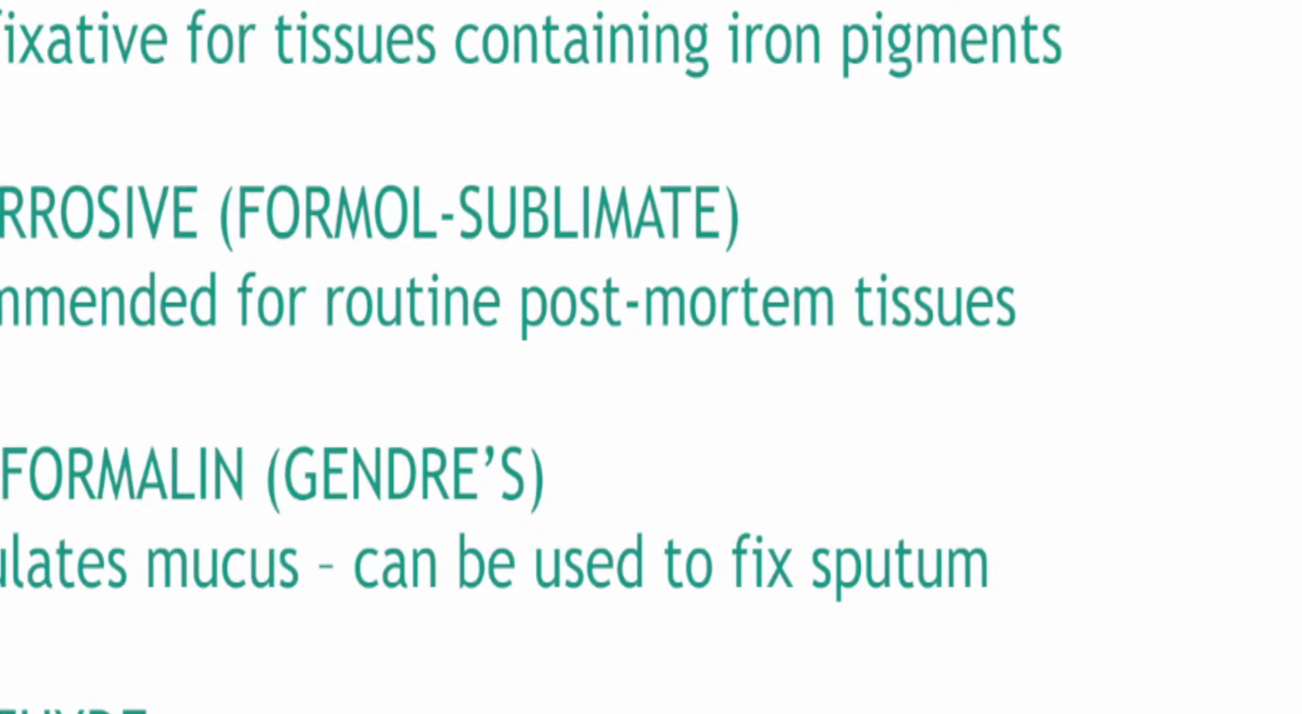Ganon, di ba? Okay, next, formal corrosive. It is basically a combination of formalin and mercury, hence the term formal corrosive. It's used for post-mortem tissues.